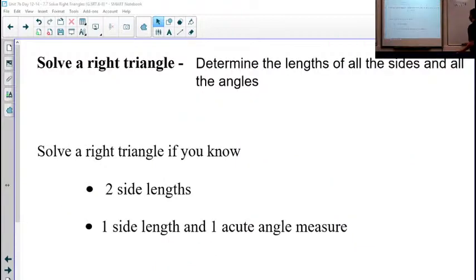All right. Solving a right triangle means give me all the sides and all the angles. You can solve a right triangle if you know the right angle, of course, because it's a right triangle, plus either two side lengths, which is like the one we just did. I knew that one of the sides was 15, the other side was 20, and then I was able to find all the rest of them. Or, which is the one we're about to do, one side length and one acute angle measure. In other words, one of the sides and one of the other angles aside from the right angle.